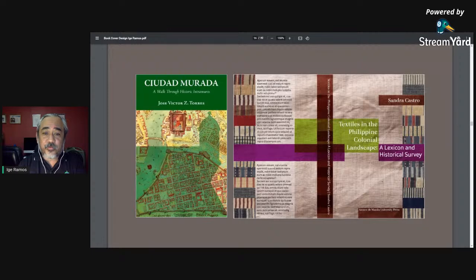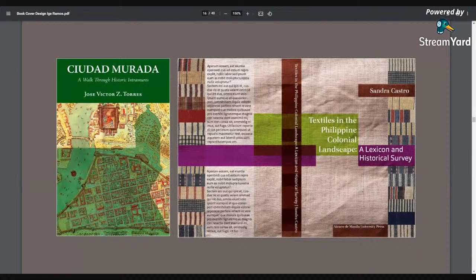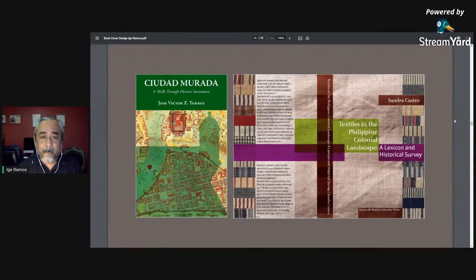So what we used here as design element are the actual archival images of textile swatches, to show that the weaving tradition, the textile industry, was really big in the 18th and the 19th centuries. So there. Okay, next.